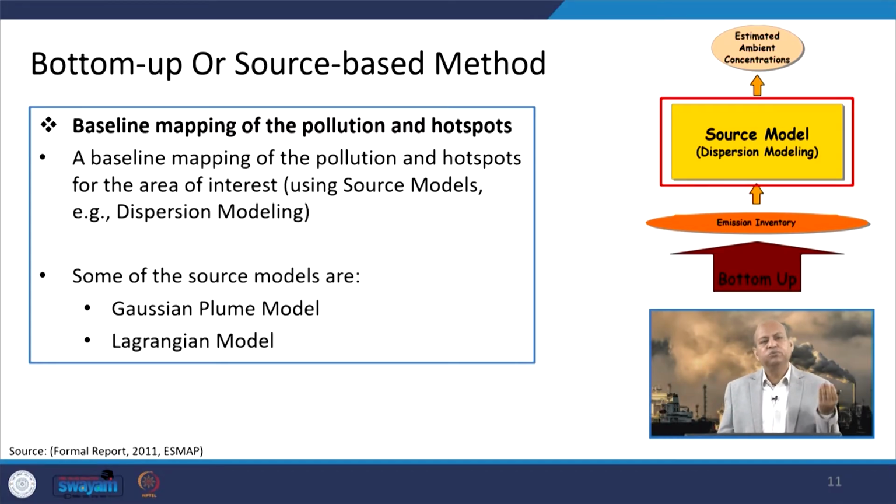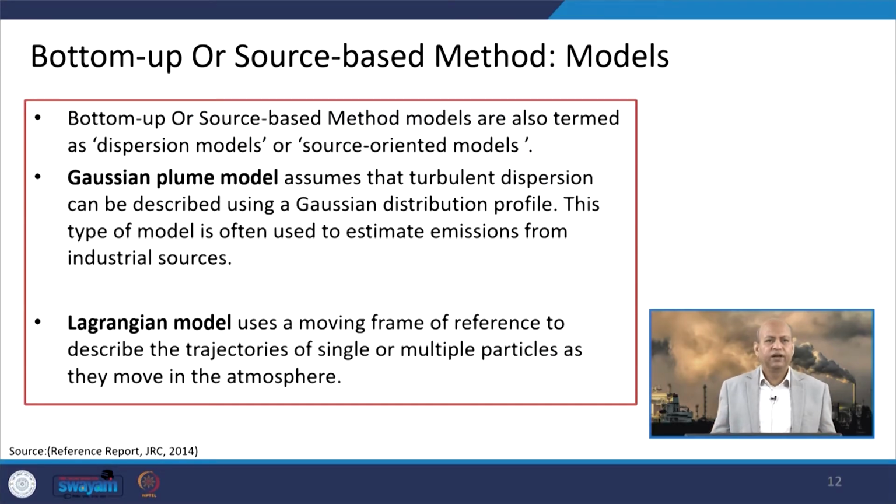And for that we have to use models like the Gaussian dispersion model, the Gaussian plume model, or the Lagrangian model, depending upon the situation. The Gaussian dispersion model assumes turbulent dispersion and can be described by a normal distribution, with the highest concentration at the center line. When we go in the lateral or vertical direction, the concentration decreases as we go away from the center line. The Lagrangian model uses a moving framework with reference trajectories, so multiple particles are followed.